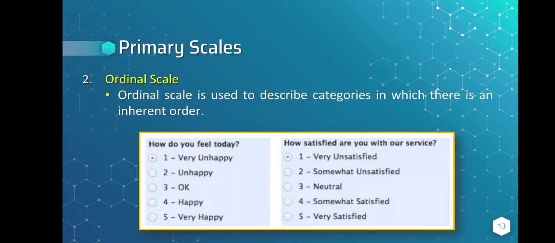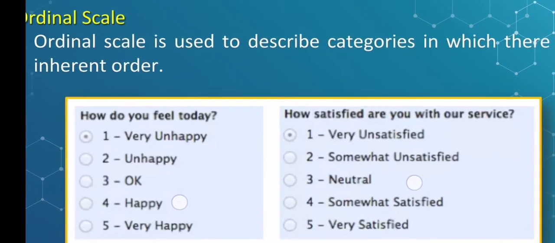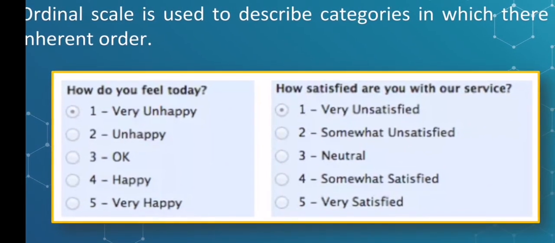The second is ordinal scales. Ordinal scales are where the order of the values is important and meaningful, but the variations between them are not well understood. As you can see in this example, how do you feel today? Number one, very unhappy, okay, happy, and last option is very happy. So the arrangement of the choices is important.